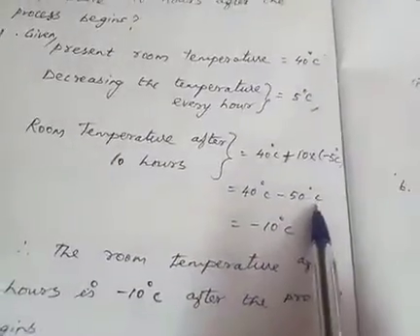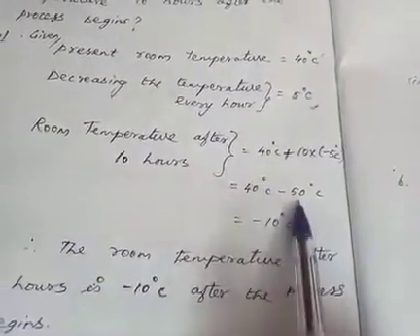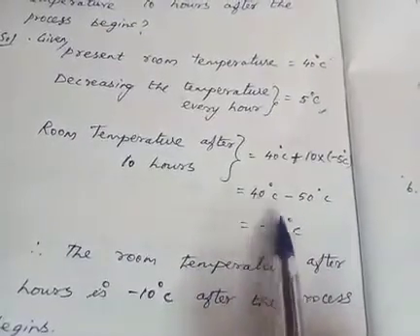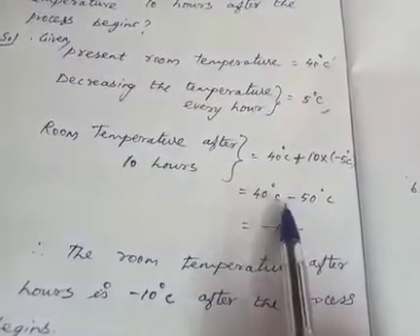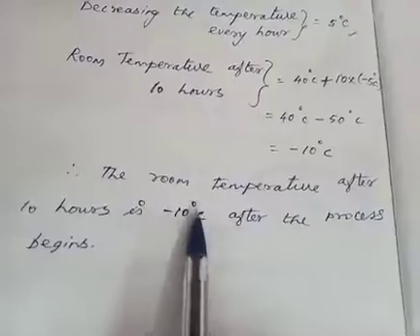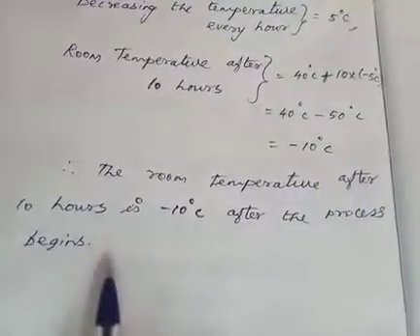Here 40 degrees Celsius minus 50 degrees Celsius is equal to, different signs, we have to subtract the smallest number from the biggest. 50 minus 40 is 10. The biggest number is negative, so minus 10 degrees Celsius. The room temperature after 10 hours is minus 10 degrees Celsius after the process begins.